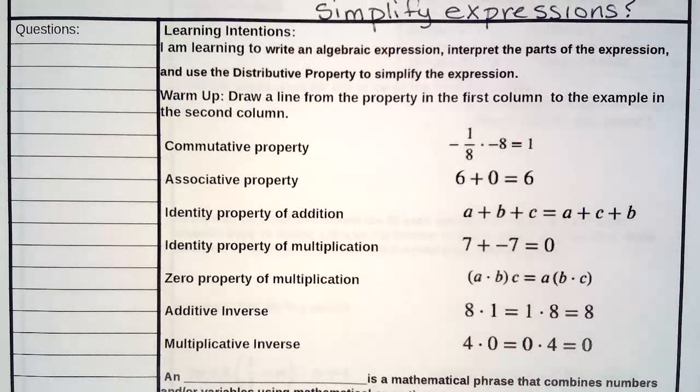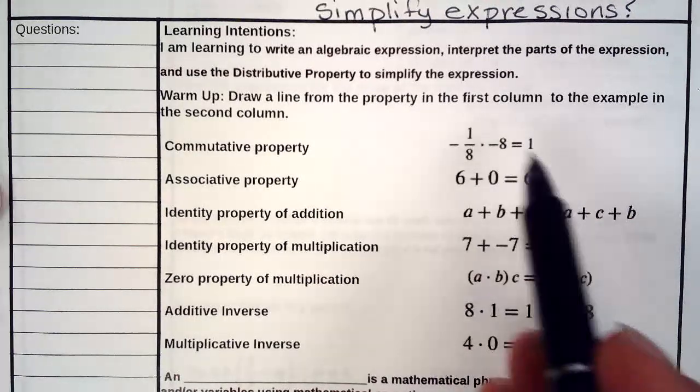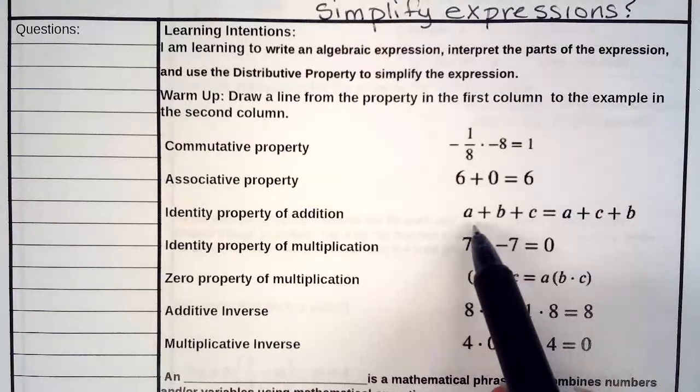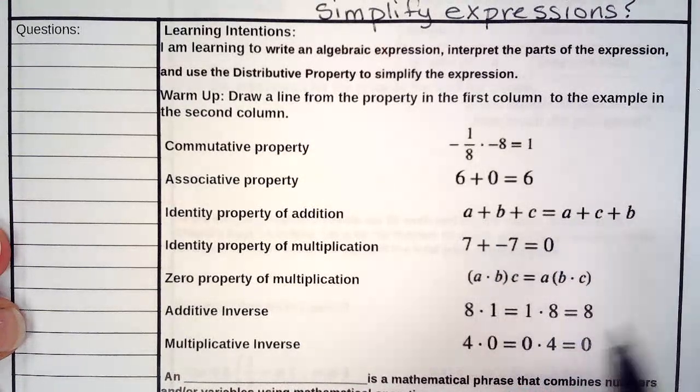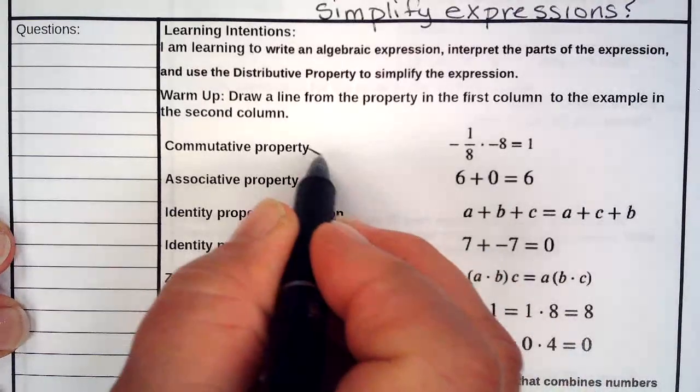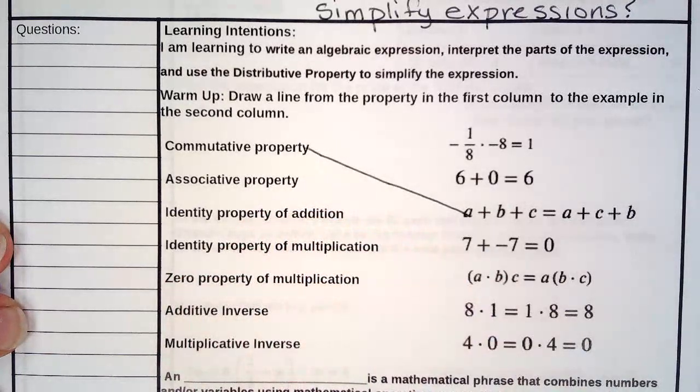The commutative property. Commutative means what does not matter. Order. So if I'm looking, which one shows order? A plus B plus C equals A plus C plus B. So this would be my commutative property.